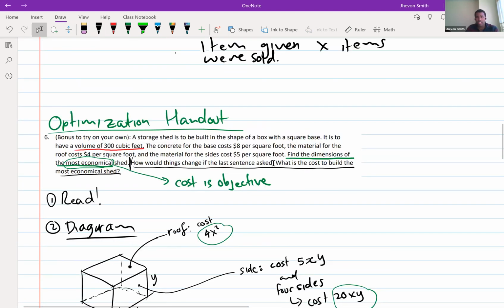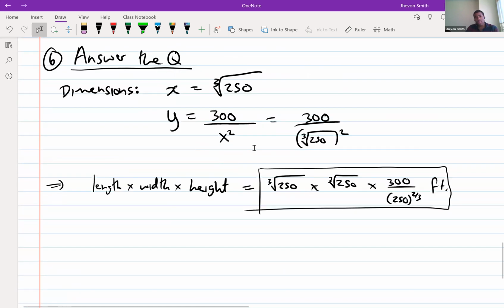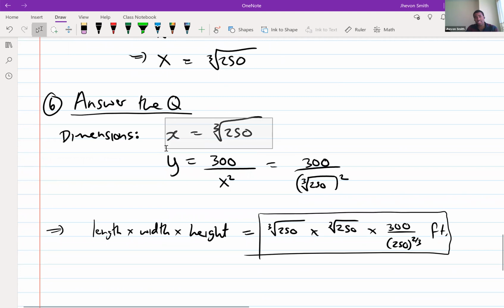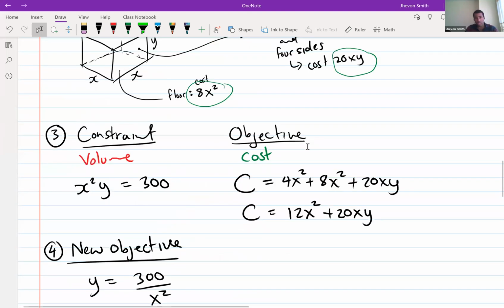How would things change if the last sentence asked, what is the cost to build the most economical shed? So if the question was cost, then you don't need dimensions. The moment you solve for the x, you would just go back and plug it in up here, because once I know the x, I can just plug it in here to find the cost.